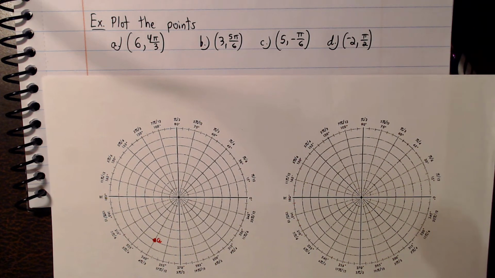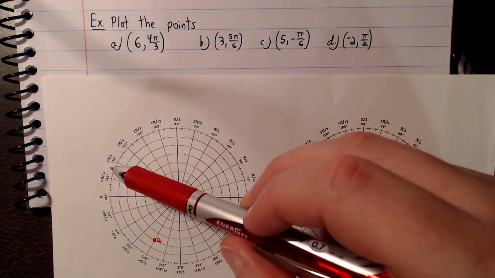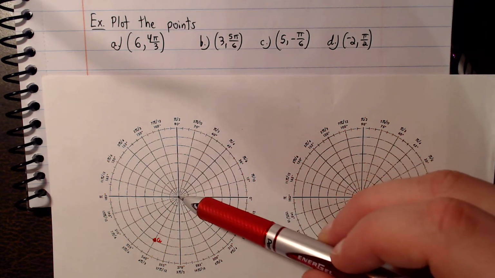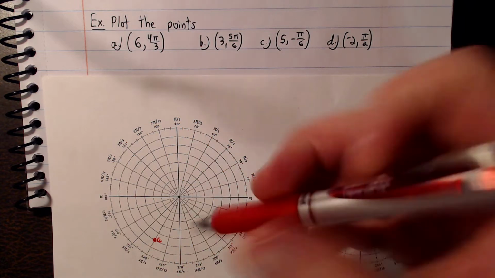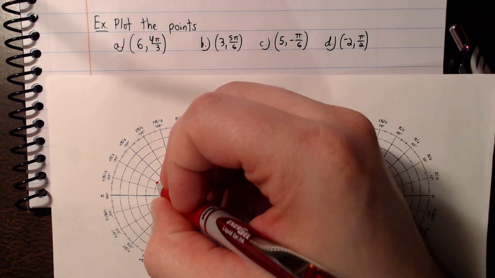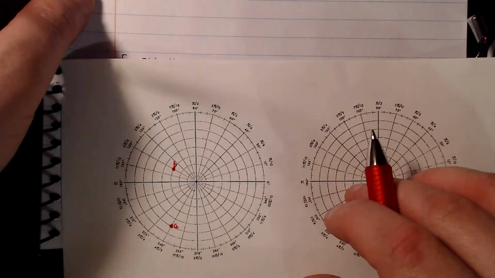Okay. B, they give us 3 and 5 pi over 6. So let's see. 5 pi over 6 is over here. So I gotta be 3 out. 1, 2, 3.